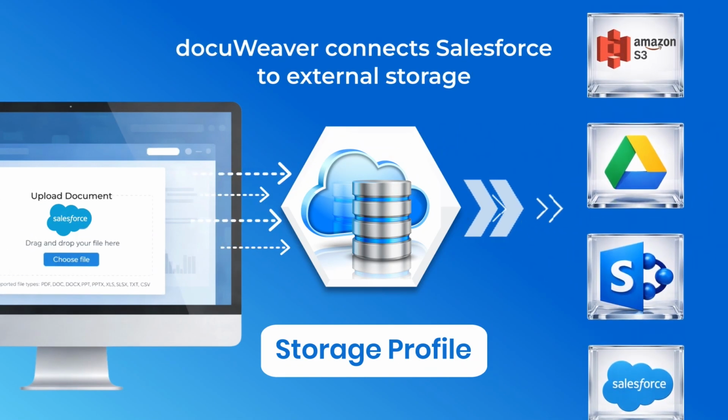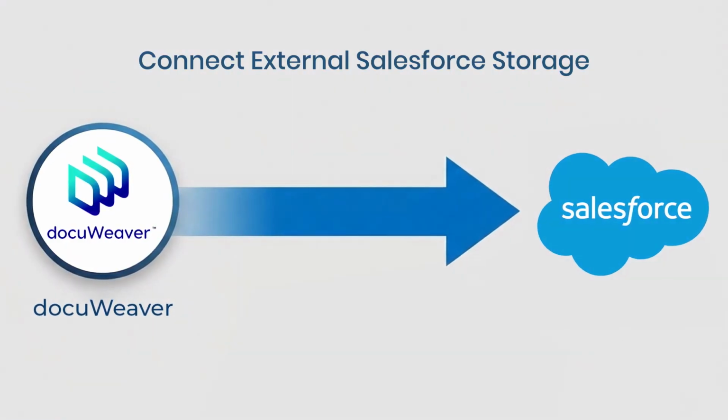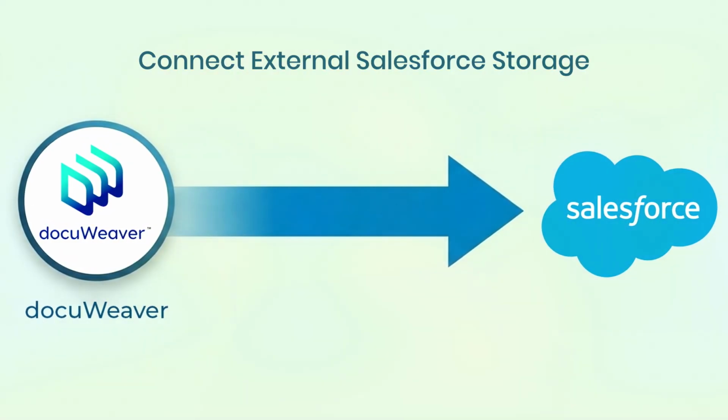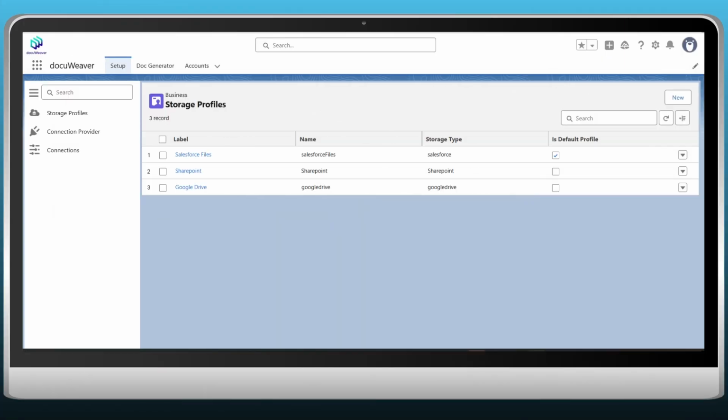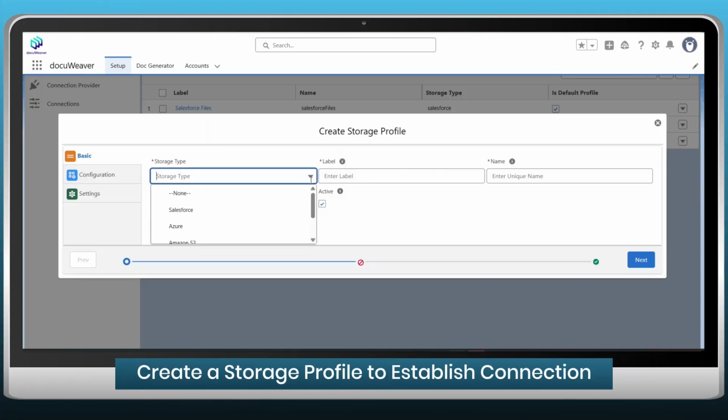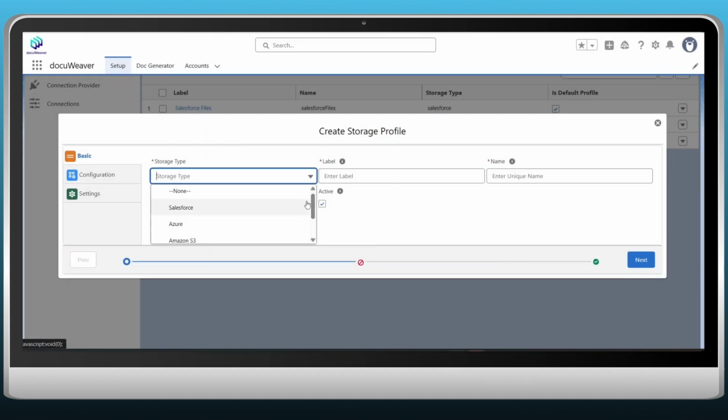In the earlier videos, we saw how to connect Google Drive and SharePoint. Now, let's take a look at how to connect an external Salesforce org, a completely separate org that you can link to your current Salesforce. To get started, create a new storage profile and select Salesforce as the storage type.